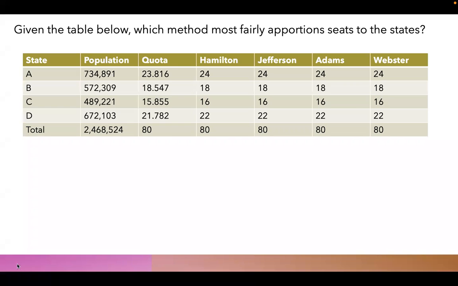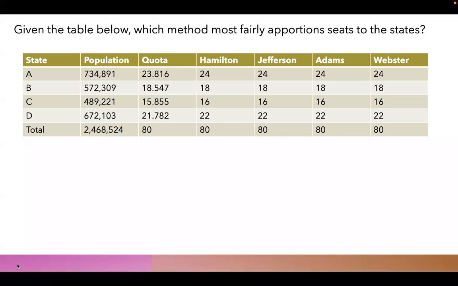So given the table below, which method most fairly apportions seats to the states? So we have 4 states, A, B, C, and D, with the populations given. You can see the standard quota, because we know no matter which method you use, you start by finding the standard divisor. And in this case, we're using 80 seats, as you can see at the bottom of this table. So you would take the total population of 2,468,524, divide by 80 to give you your standard divisor.